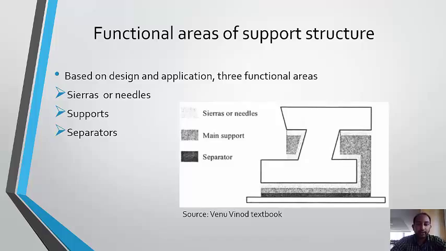Depending on design and the application, a support structure may be decomposed into three functional areas. The structure should be designed such that its total weight is minimized. Thus, there are three functional areas for support structures. First one is shearers or needles. Shearers or needles provide connections between the main support and the part. Second one is supports. It is the main support structure. Third one is separators. Separators provide connections between the main support and the platform.